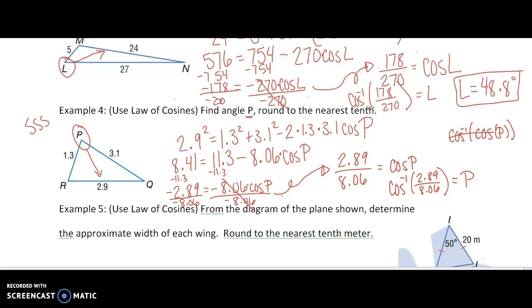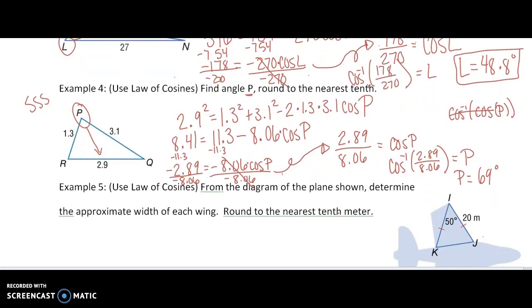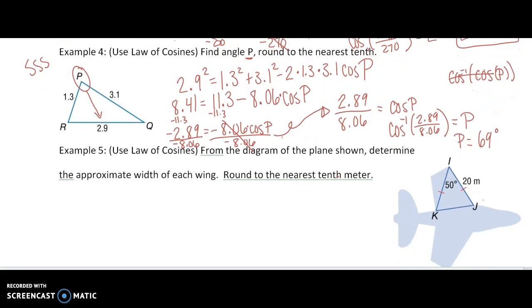When I put inverse cosine of 2.89 divided by 8.06 into my calculator, as I said before, I got p equals 69 degrees. Technically, 69.0 is what it comes out to by the time I round down.